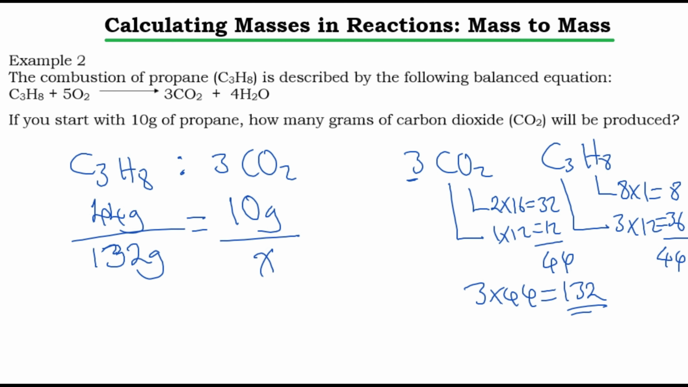It doesn't matter which one comes on top and which one comes at the bottom. What matters is that if the mass of propane serves as a numerator on the left side, then on the right side it should also serve as a numerator. We can also say 132 grams is produced by 44 grams, and this is equal to X grams being produced by 10 grams. So do you see now that the masses of propane are both numerators on the left and the right side? Both of these ratios will give you the same answer.